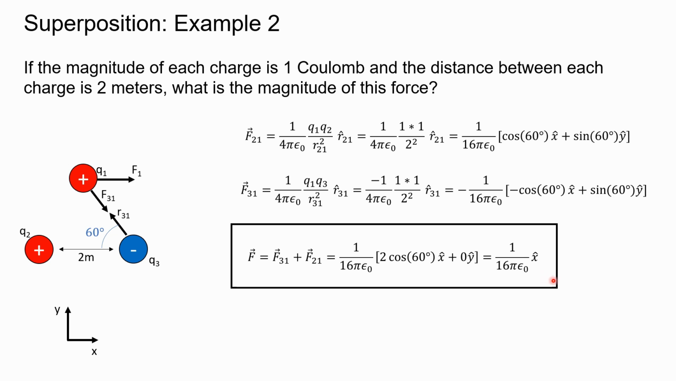When we draw this vector, F1, just like before, when we predicted it without using all these exact numbers, it points exactly in the x direction and has a magnitude now of 1 over 16 pi epsilon naught.